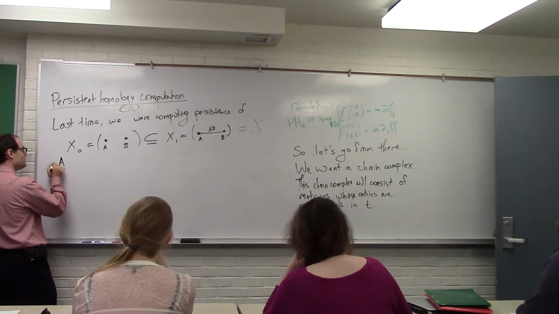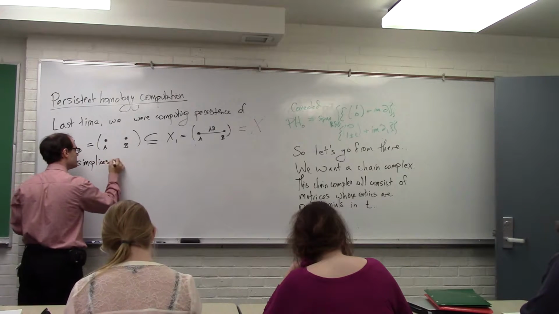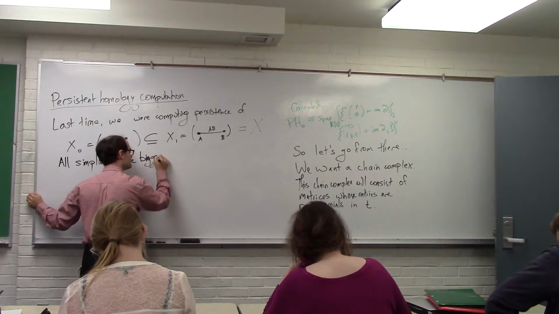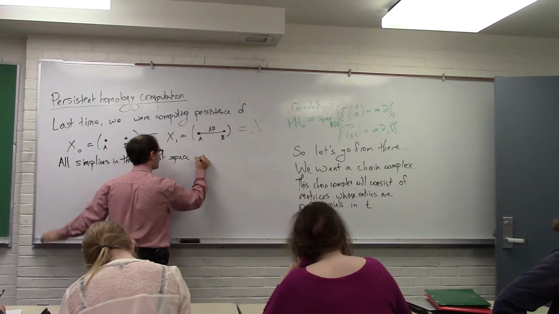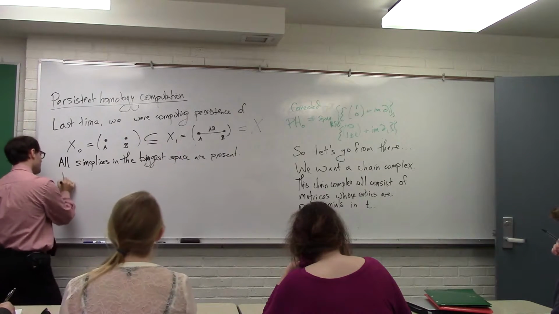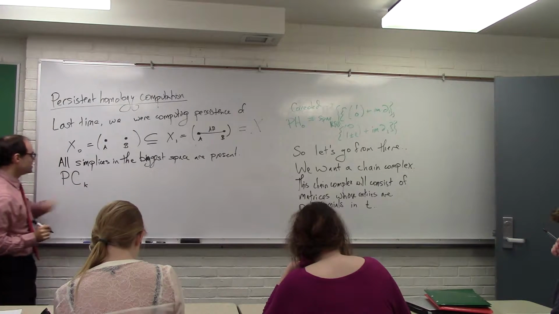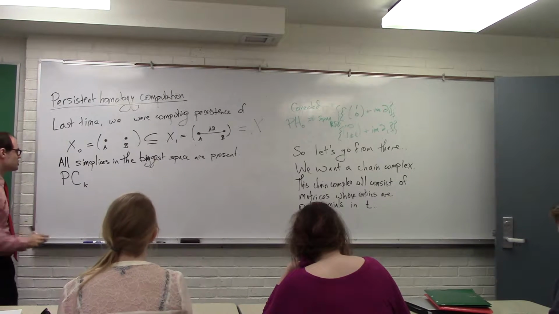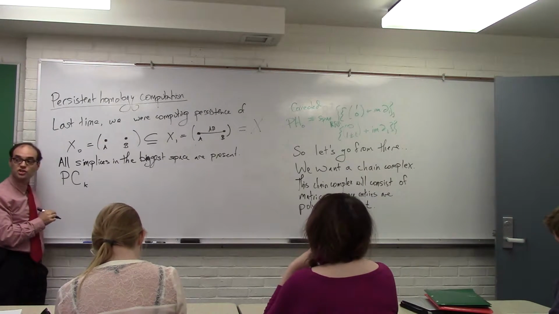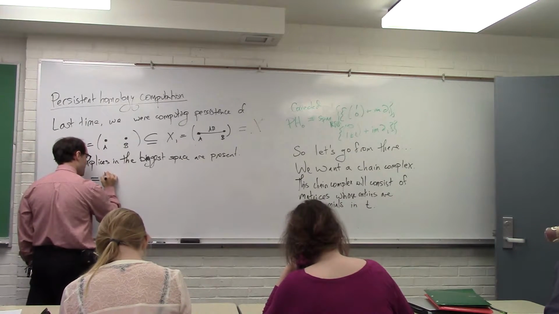So the principle is that all the simplices in the biggest space are present. So in particular, let me now actually define the persistent K chains. Persistent K is not really a space anymore, it is a module, because the coefficients come from a ring. So this is a module.